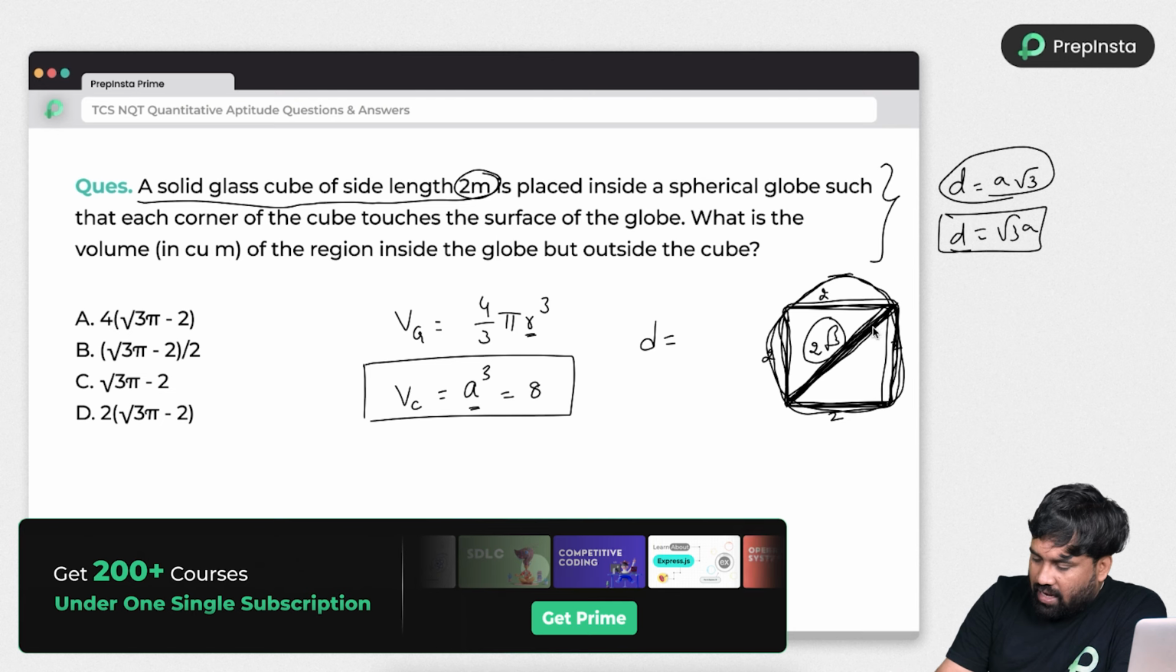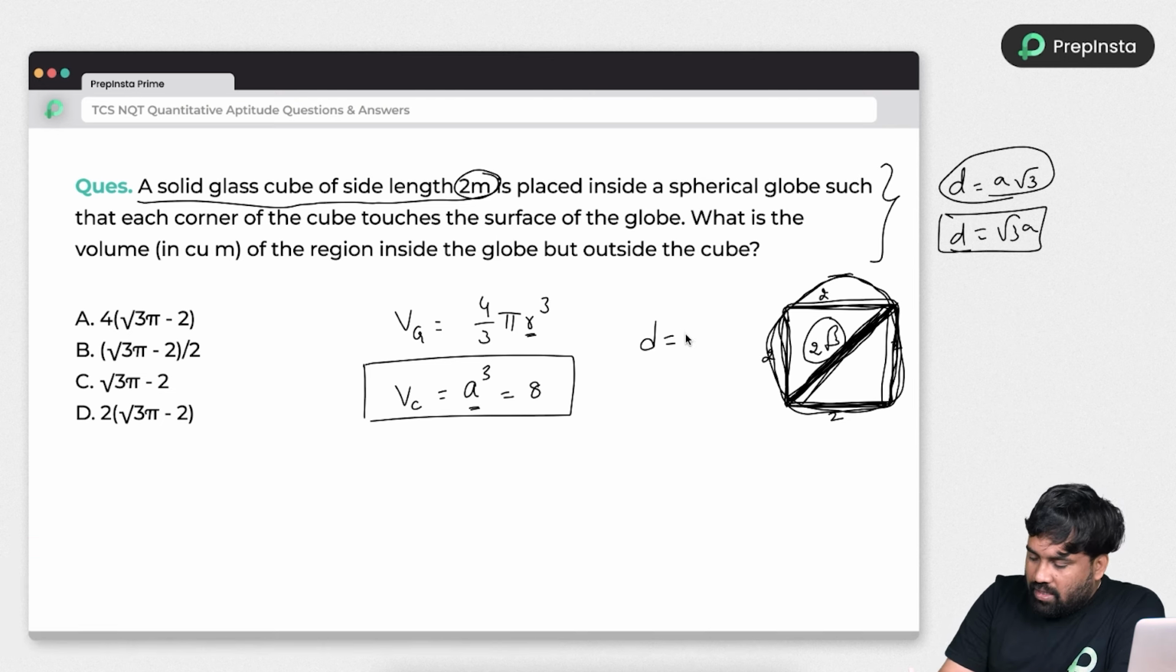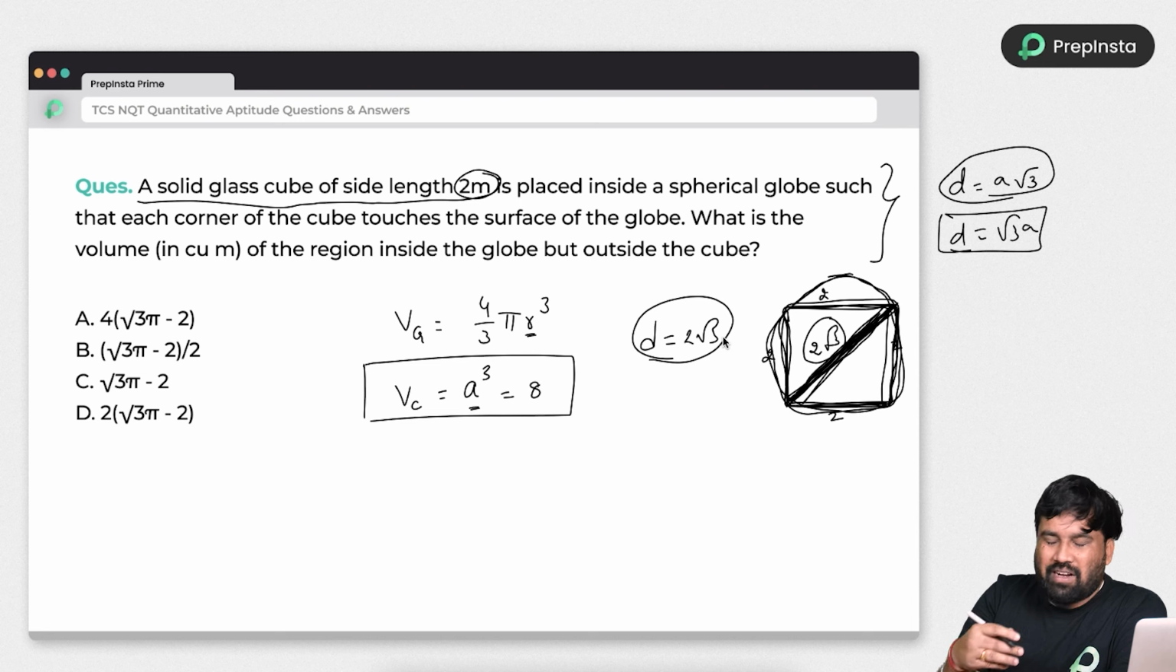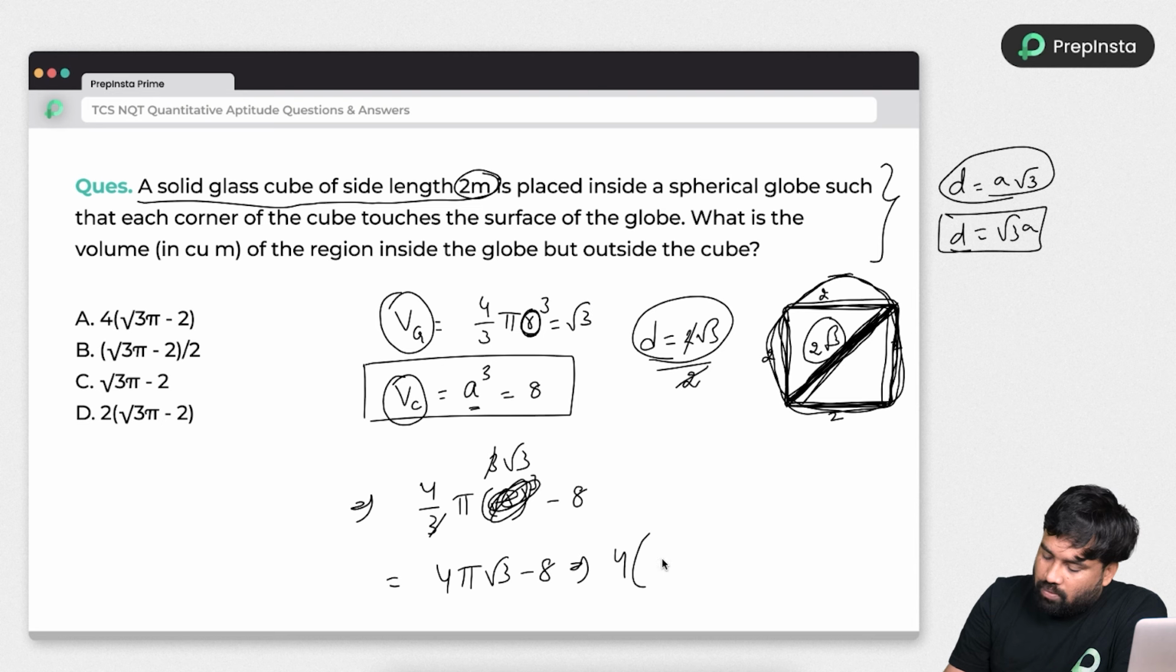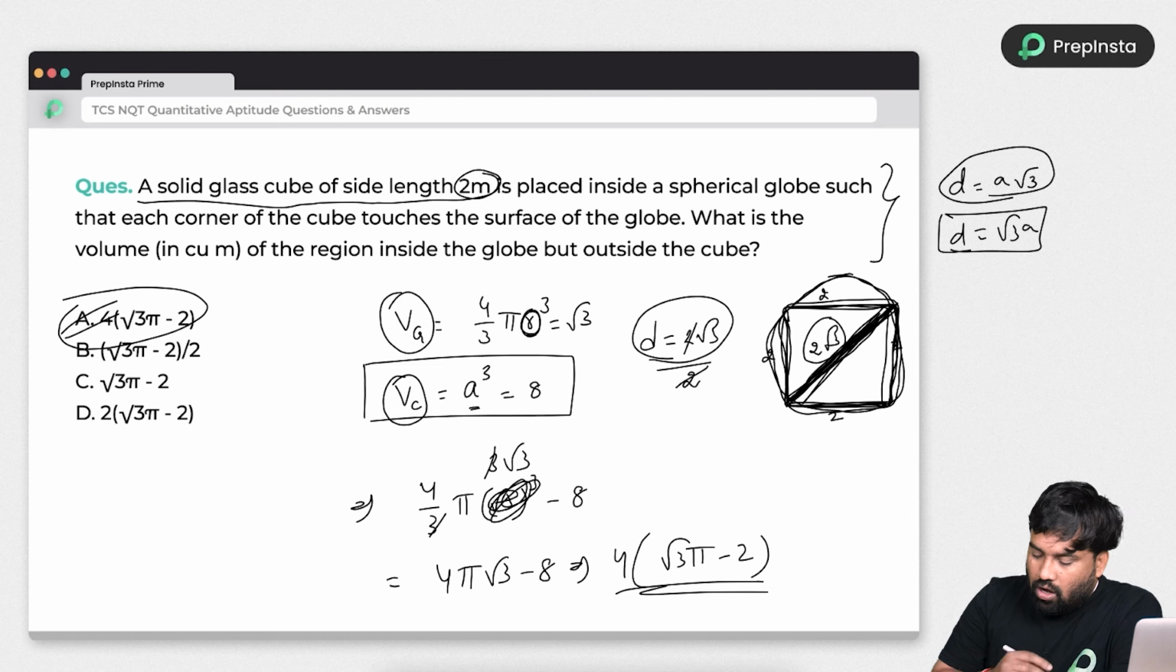So the diameter of the globe is 2 root 3. If the diameter is 2 root 3, what is the radius? Radius is the diameter divided by 2, so the 2 cancels. So the R value is root 3. Let's take the difference VG minus VC. It's 4 by 3 pi root 3 whole cube minus 8. Root 3 whole cube I can write as 3 root 3. The 3 cancels, so the answer is 4 root 3 pi minus 8. If I take 4 common, it is 4 times root 3 pi minus 2. So the answer is option A.